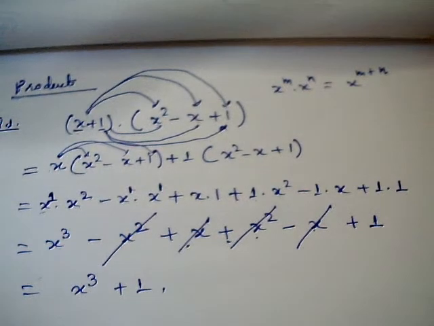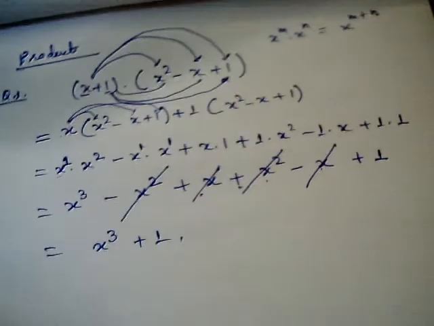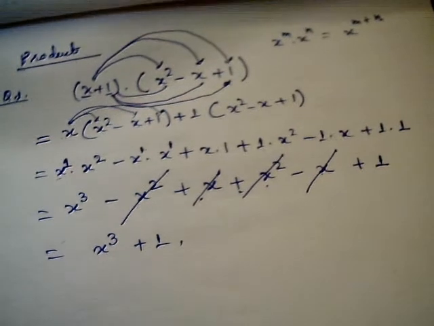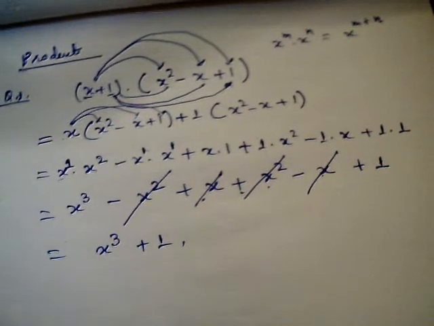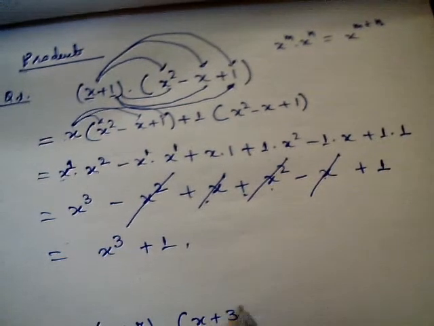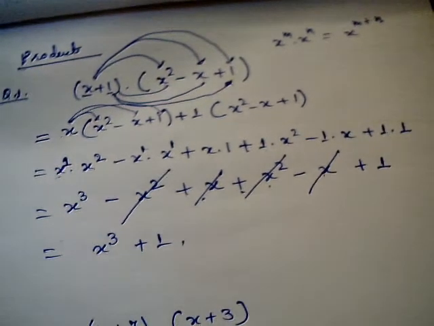I am going to take one more example, and that says x plus 7 and x plus 3. In here both are binomials. This also contains two terms and this also contains two terms, so they are binomials.